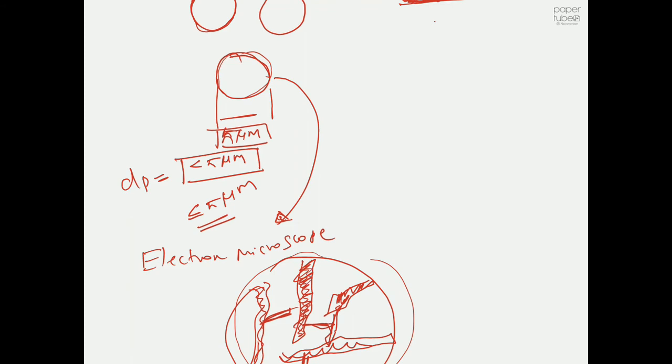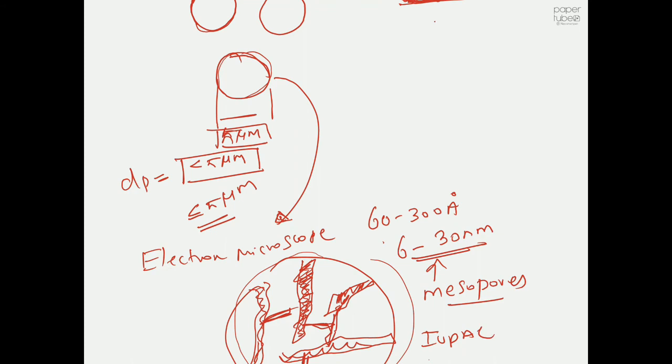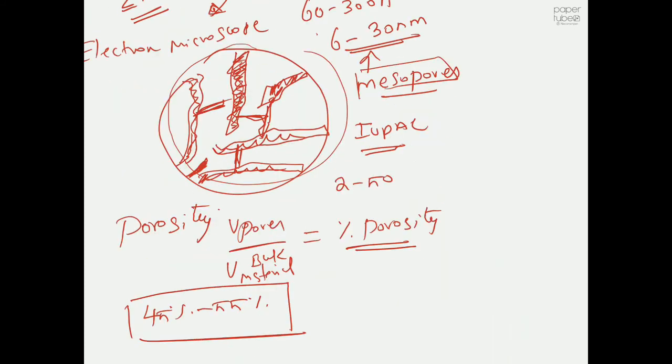And this pore size will typically range from 60 to 300 angstroms, or if you want, you can just divide by 10 to convert them into nanometers. So roughly 6 to 30 nanometers. These are what we call mesopores according to IUPAC classification. In fact, IUPAC defines anything from 2 to 50 nanometers as mesopores. So obviously this silica material contains a lot of pores, and these pores typically range from 6 to 30 nanometers.